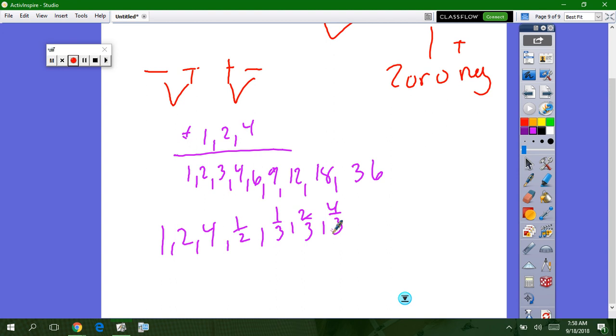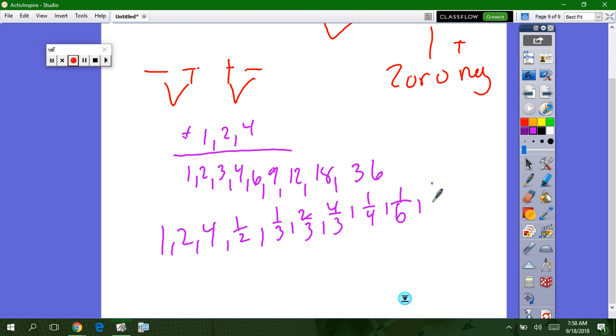Okay, now I have to go to 4. 1 divided by 4. A fourth. 2 divided by 4. Half is already there. 4 divided by 4. Already there, correct? Okay, now I'm on a 6. 1 divided by 6. 1/6. 2/6 is 1/3, which is already there. 1 divided by 6, 2 divided by 6, 4 divided by 6 is already up there too, right?